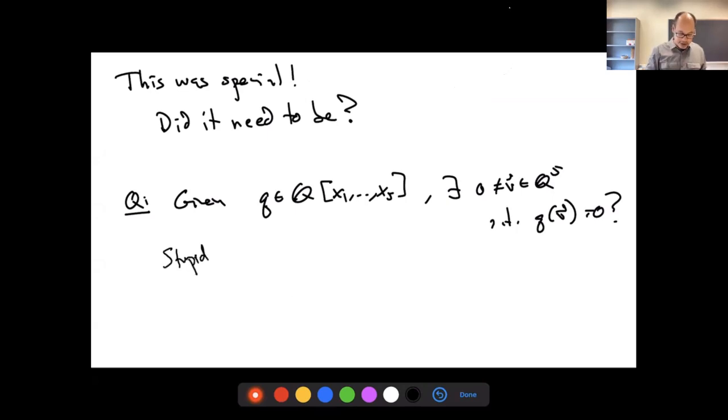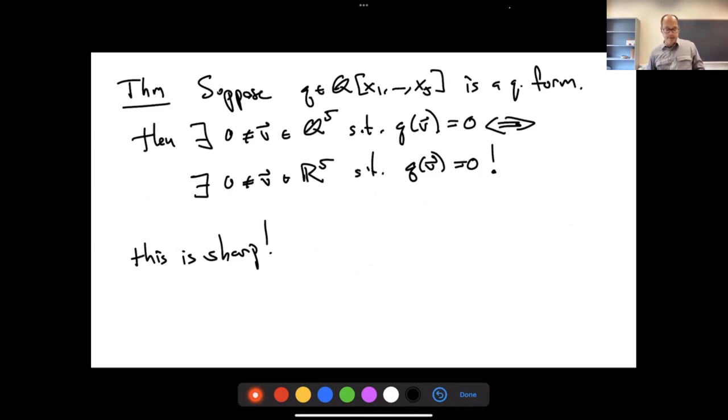Not to be too pejorative, but here's a stupid counterexample: what if I just take the sum of the squares of the variables? Of course, you can't solve for that being 0 in the rational numbers unless all of them are 0. So this one doesn't have any solutions, but it turns out that's the only problem. Namely, one has the following theorem.